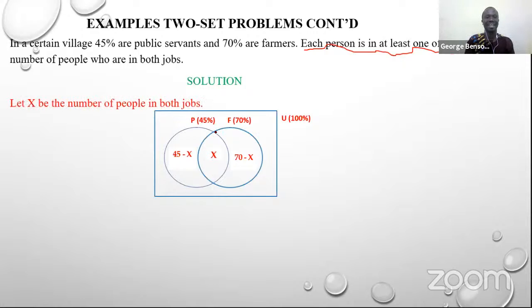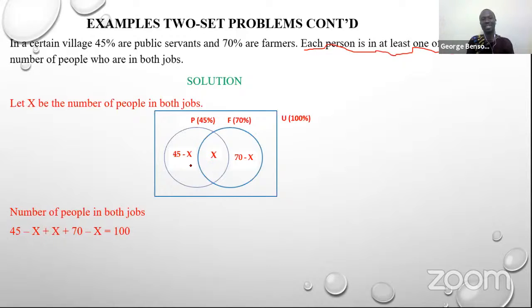So we will let our X be the number of people in both jobs. So we put the X here. Then it means that this side, the public servant side, will be 45 minus X. Then the other side, the farmer side, will be 70 minus X. Then when we set this Venn diagram, we are good to go. What we know is that this region plus this region plus this region is supposed to be equal to the universal set. So it's simply 45 minus X plus 70 minus X is equal to 100.